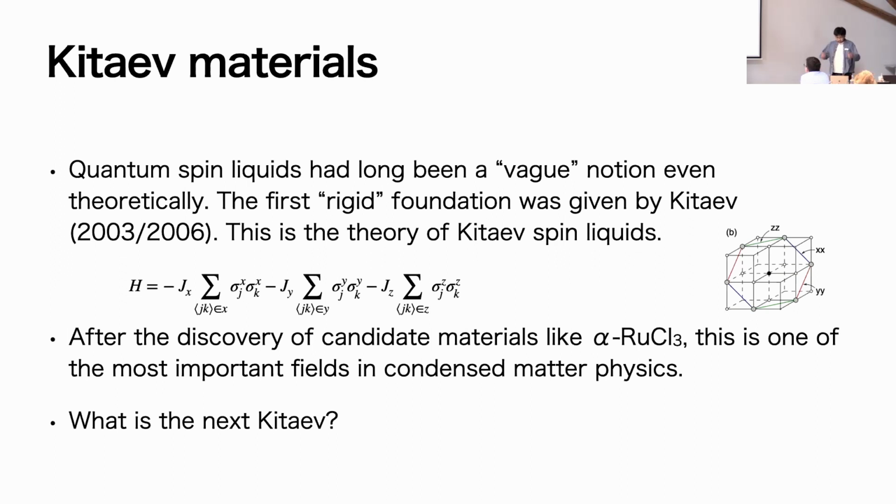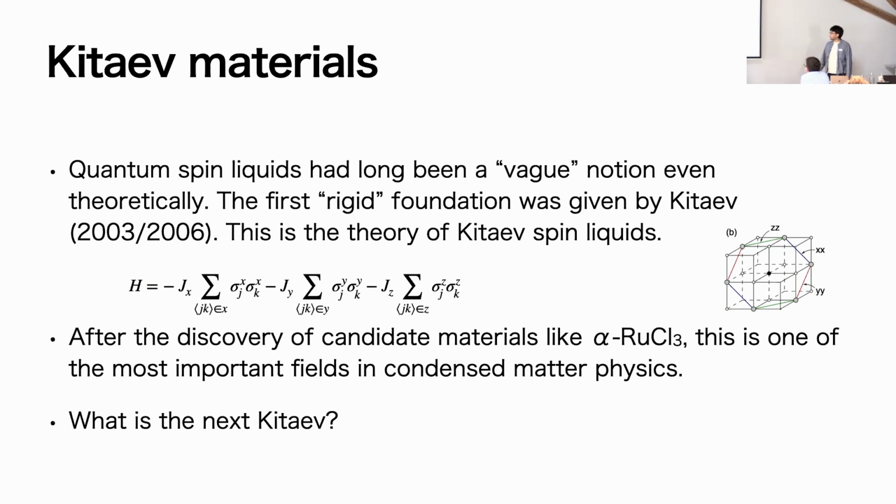Let me first give a very brief overview of the Kitaev materials, but this was already nicely reviewed by Takagi sensei, so I will just quickly review it. Quantum spin liquids had long been a kind of vague notion, even theoretically, but the first rigorous formulation based on an exact solution was given by Kitaev in 2006. This is called the theory of Kitaev spin liquid.